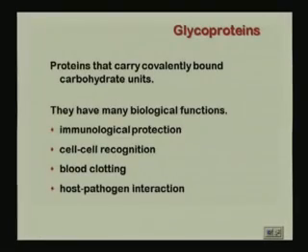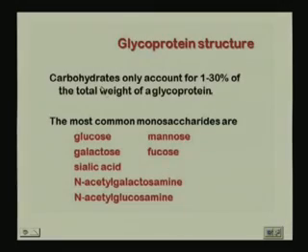These glycoproteins have important biological functions. These are some of the functions that are listed here: immunological protection, cell-cell recognition, blood clotting, and host-pathogen interactions. Okay? So, usually the carbohydrates account for only 1 to 30% of the total weight of a glycoprotein, and the most common monosaccharides that actually link up are glucose, galactose, mannose, NAG, and NAM. Okay, this is N-acetyl galactosamine, N-acetyl glucosamine. We also have muramate, sialic acid. These are all the monosaccharides that link with the proteins.